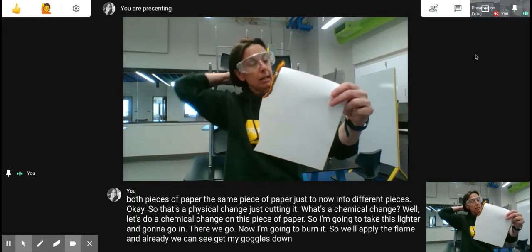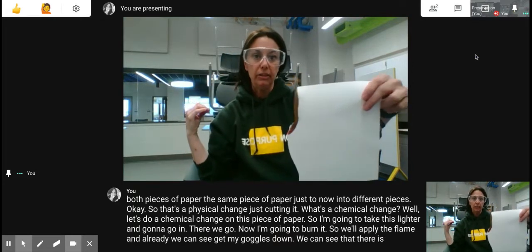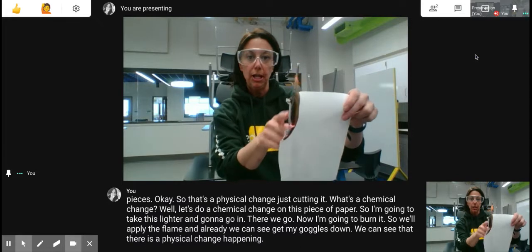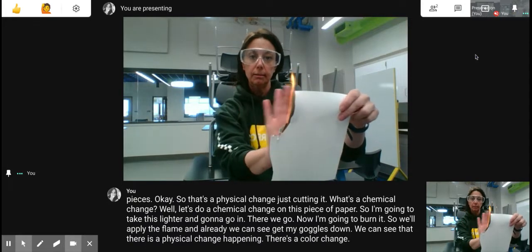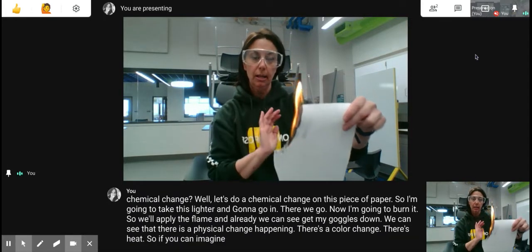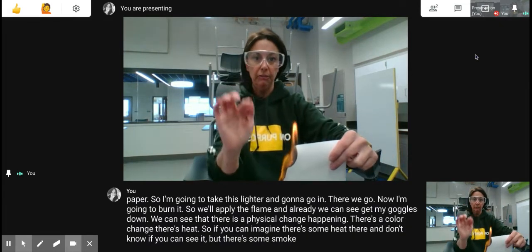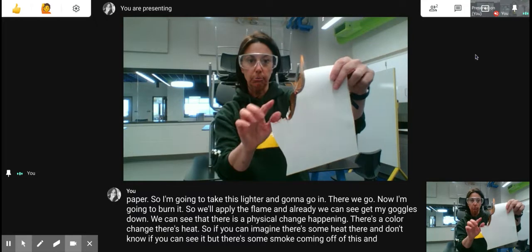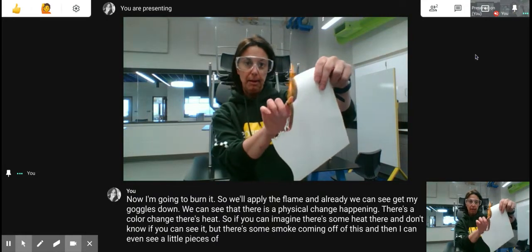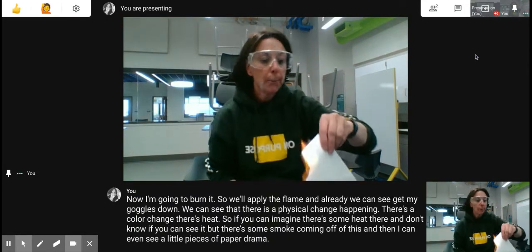We can see that there is a physical change happening. There's a color change. There's heat. So if you can imagine, there's some heat there. And I don't know if you can see it, but there's some smoke coming off of this. And then I can even see little pieces of paper dropping, and it's now ash.